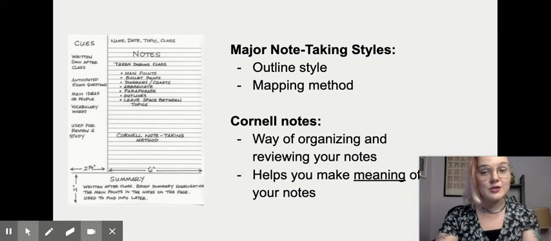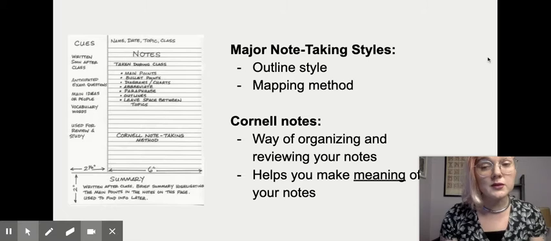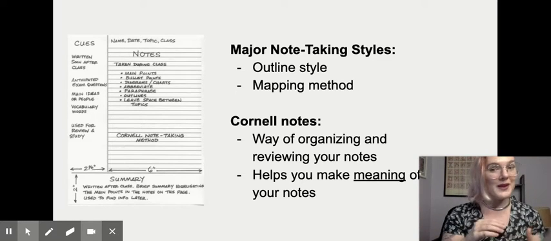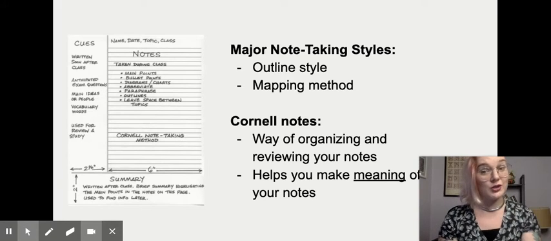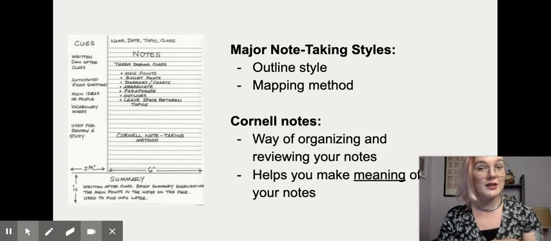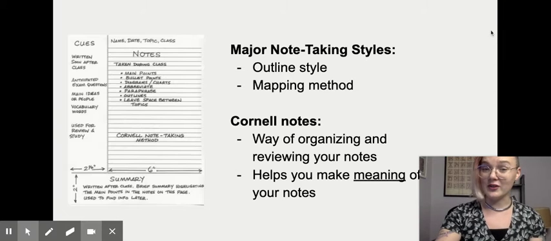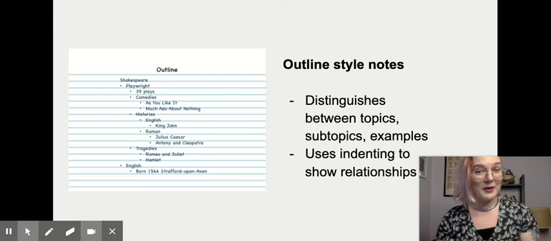If you take a look at this image of Cornell notes on the side, you see that the largest portion of that space, the part where it says notes, is just notes, any kind of notes. What makes this Cornell method is the left-hand column where it says cues and the bottom where it says summary. You'll get a chance to learn about that in the video that's coming up. Before we dive into that, though, let's talk about outline style and then mind mapping.